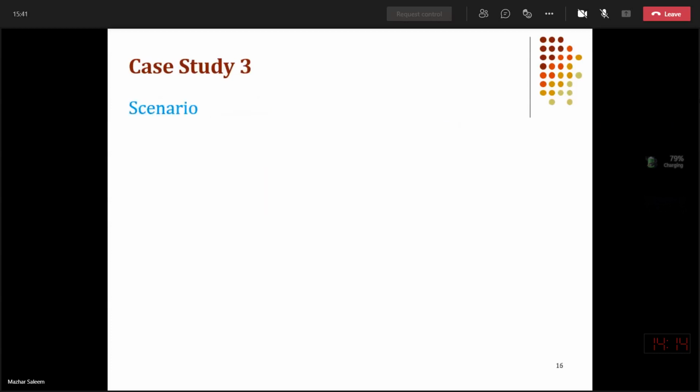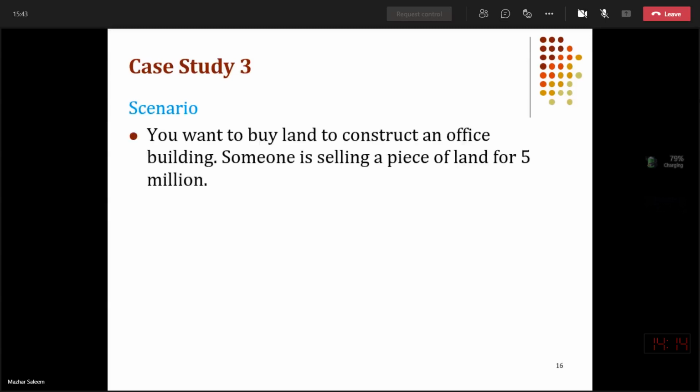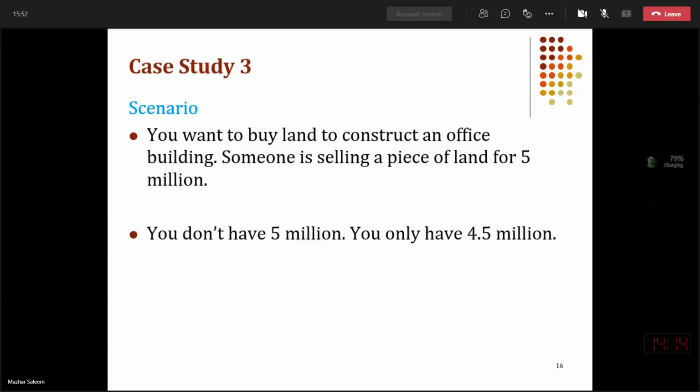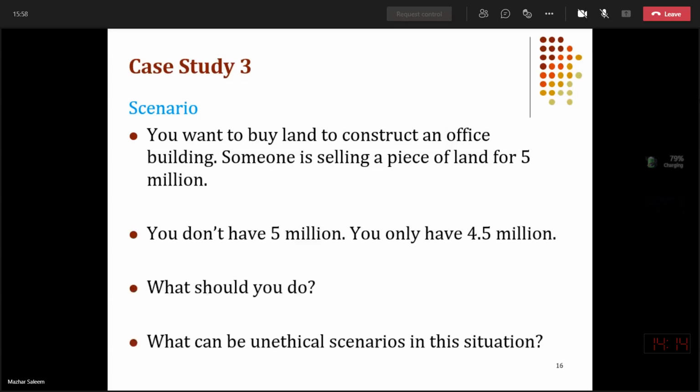Okay. Scenario number 3, case study number 3. Let's say you want to buy a piece of land to construct an office building. Someone is selling a piece of land for 5 million. You don't have 5 million. You only have 4.5 million. What should you do? What can be unethical scenarios in this situation?